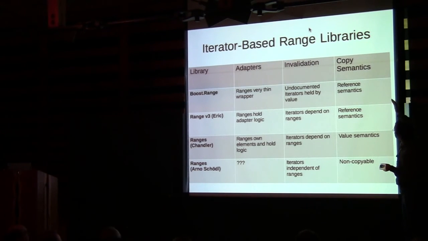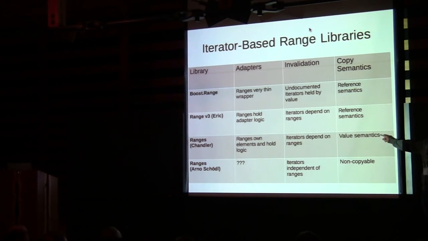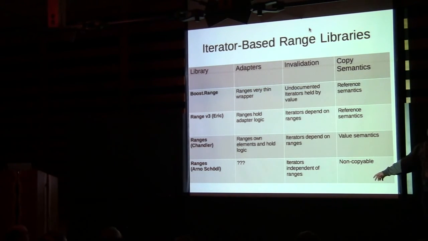And what is the copy semantic of a range? Well, Boost.Range and Eric's ranges have reference semantics. You copy one range to another. They still refer to the same underlying sequence. Chandler's ranges hold their elements. You make a copy of a range, it copies the elements. And if you don't want the copy, you do moves. Arno's ranges are non-copyable. I have no idea how that works.